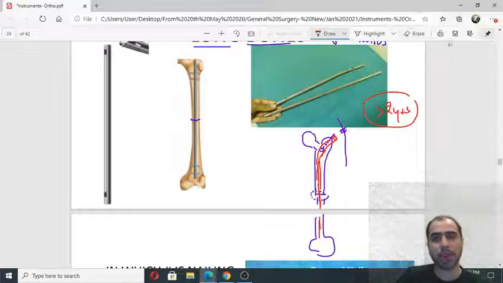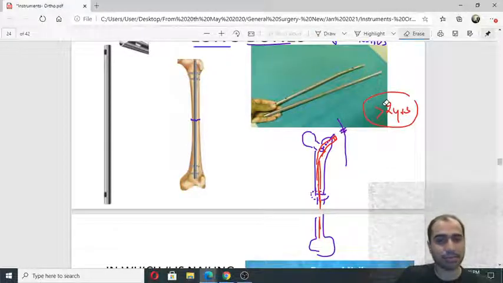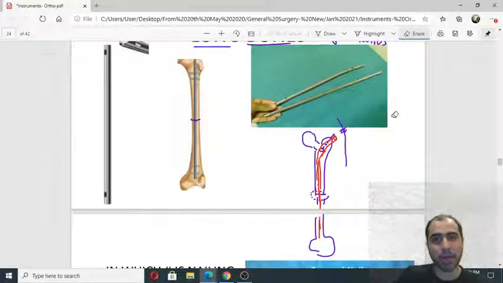Is it flexible? How does it bend? No, I'm coming to that. The flexibility part I'm coming to.